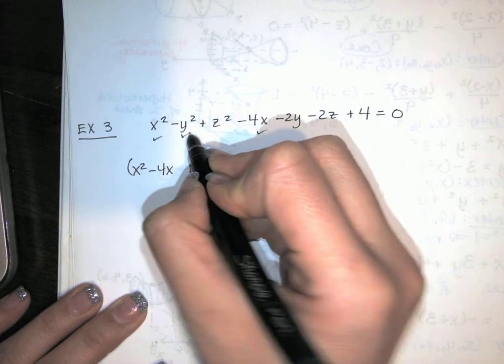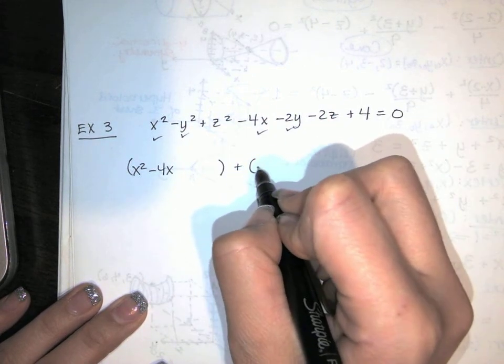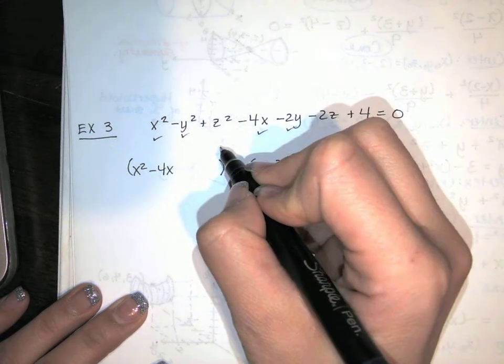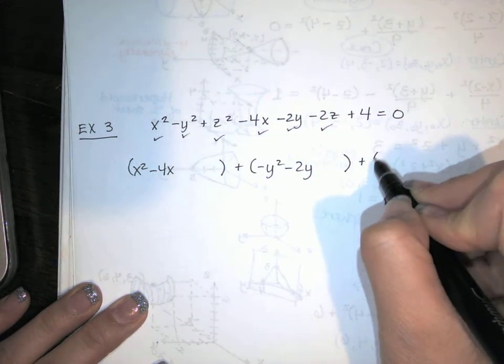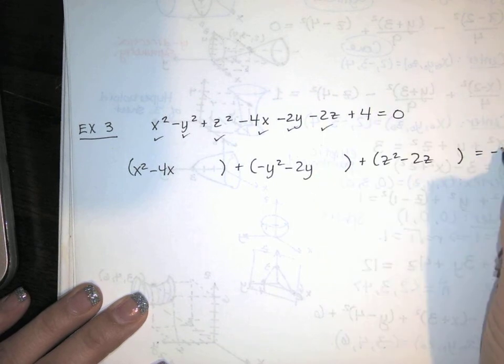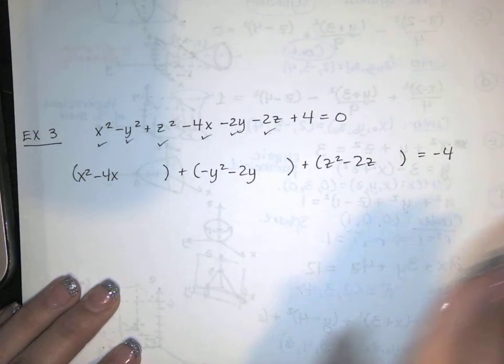I'm going to group the y's together. So we have a minus y squared and a minus 2y. And then group the z's together. We've got z squared and a minus 2z. Subtract 4 from both sides, so we've got a negative 4 over there.